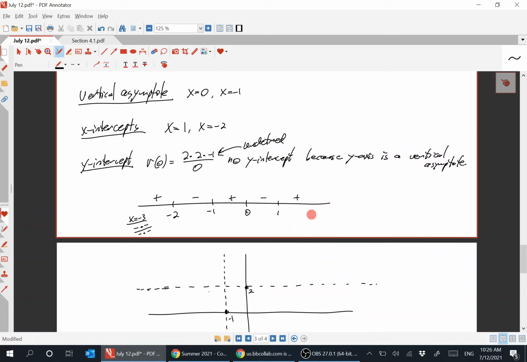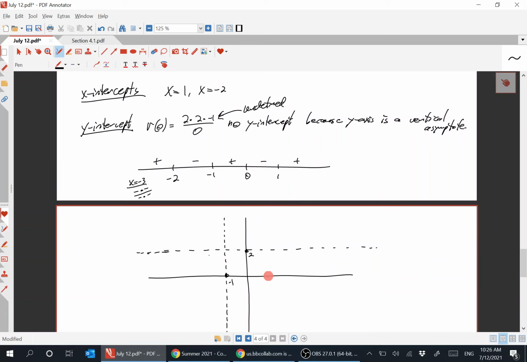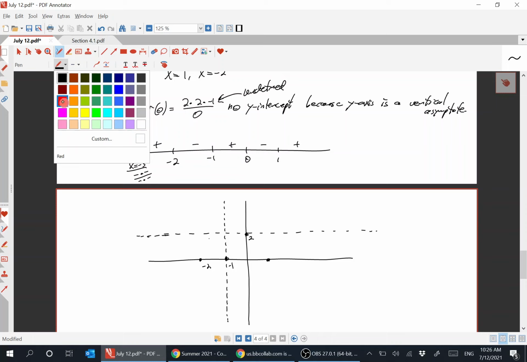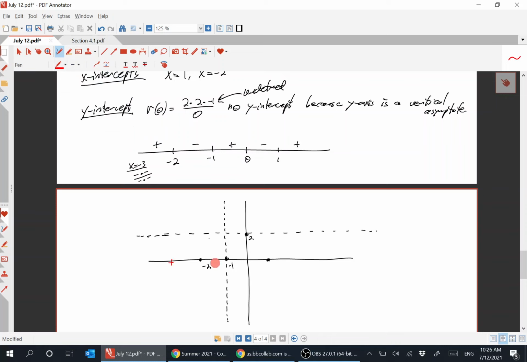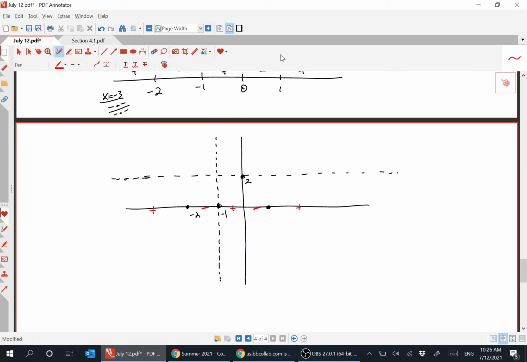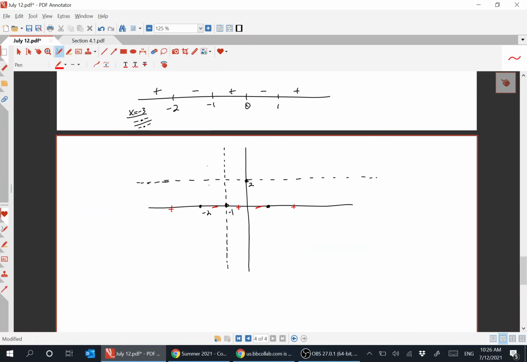And intercepts at 1 and -2. So here's x equal to 1, and here's x equal to -2. And then we have for positive and negative behavior, positive, negative, positive, negative, positive. Okay, so probably I'm going to need to shift this picture down. I don't think it's quite enough space to get a good drawing here.